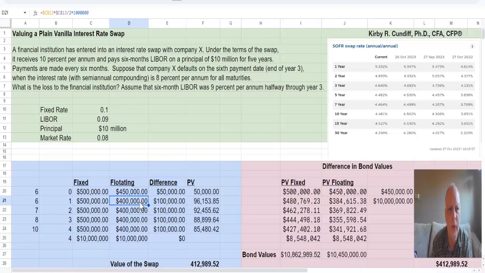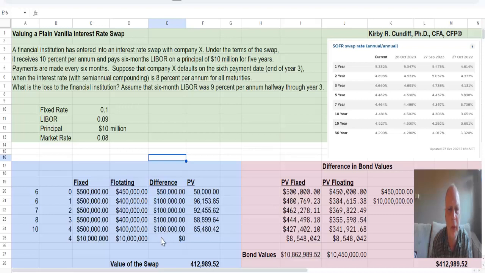The next payment on the floating rate side will be based on the current market rate of 8%, so it's going to be that 8% here times the principal of $10 million divided by 2, or $400,000. And all of the future LIBOR payments, we're going to assume, are also $400,000. So right now, $50,000 was defaulted on, and they're effectively defaulting on $100,000 for each of the next 4 payments, one made in 6 months, a year, 1.5 years, and 2 years.